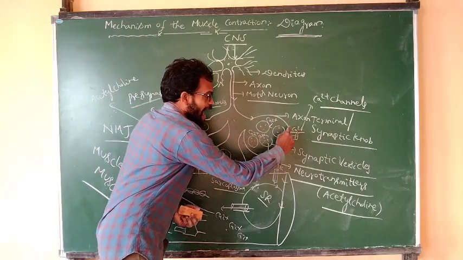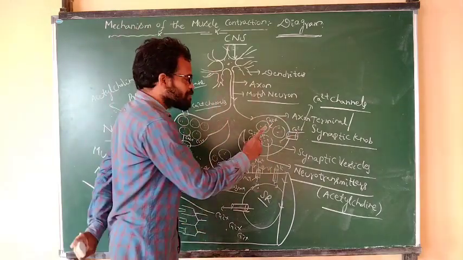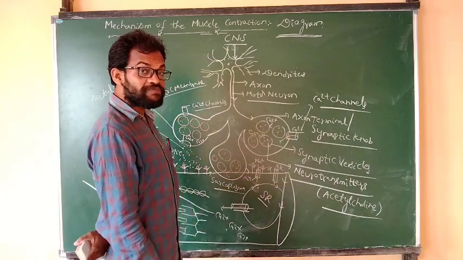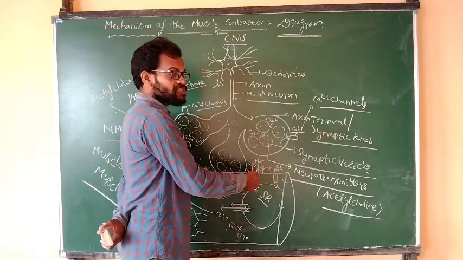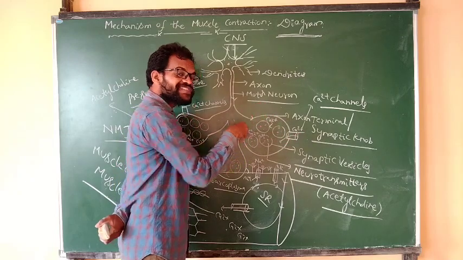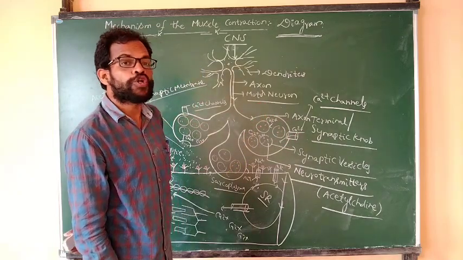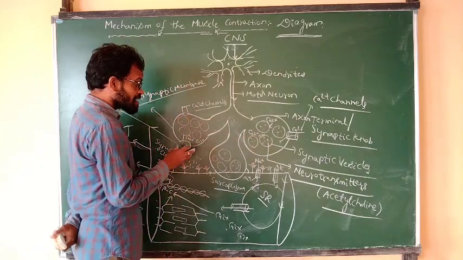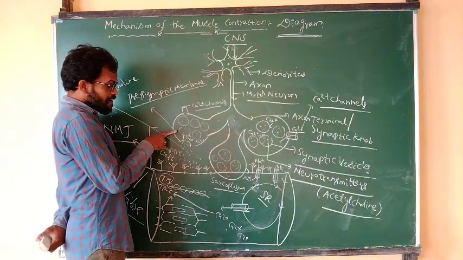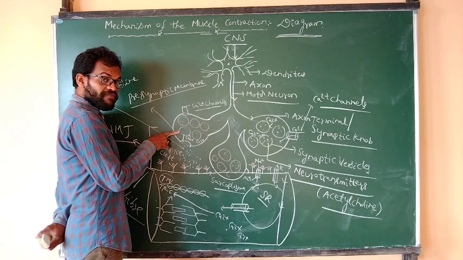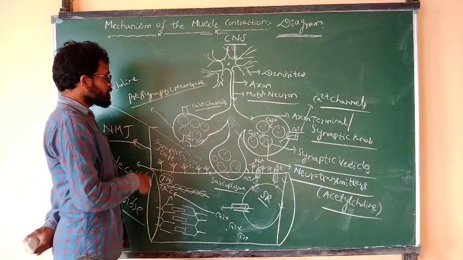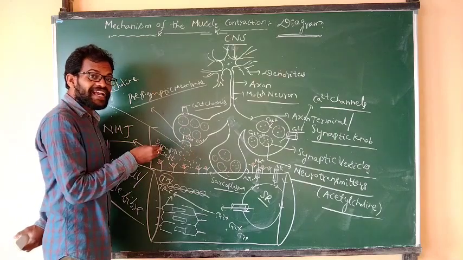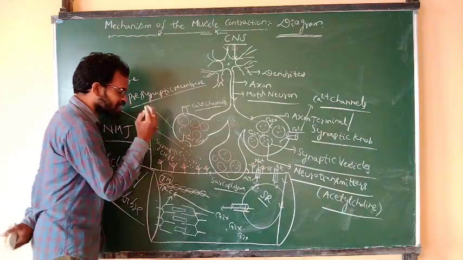The axon terminal also consists of calcium channels. Whenever they receive signals from the neurons, they are activated. The calcium ions enter inside and come in contact with the synaptic vesicles. The vesicles then fuse with the presynaptic membrane and release the neurotransmitter, acetylcholine, into the synaptic cleft.